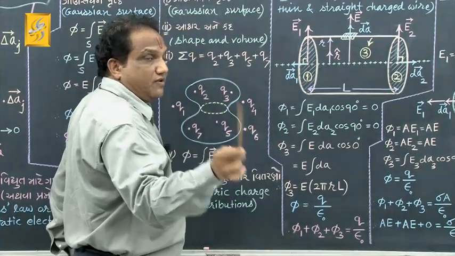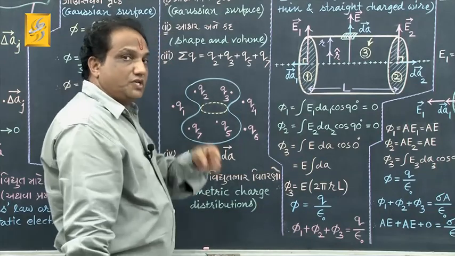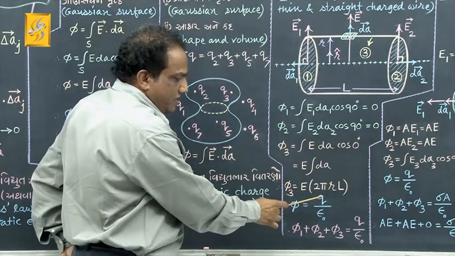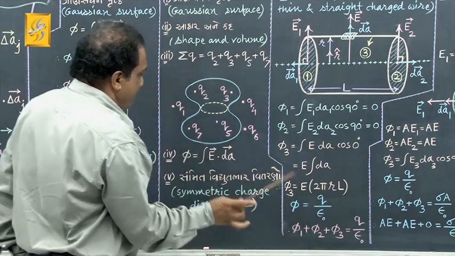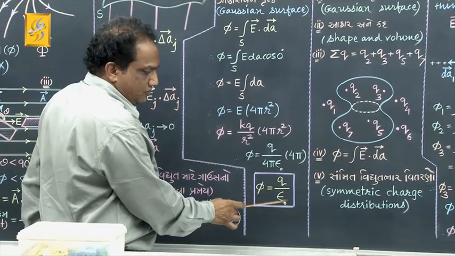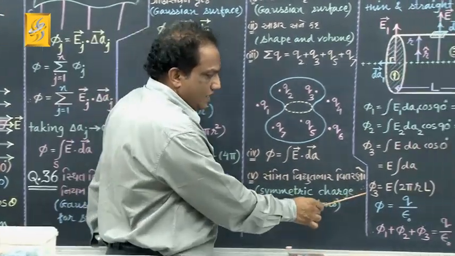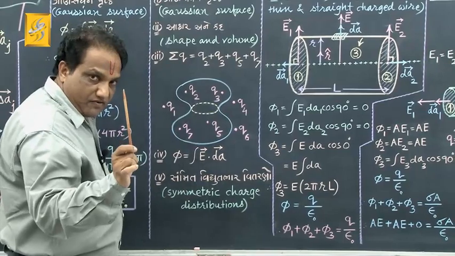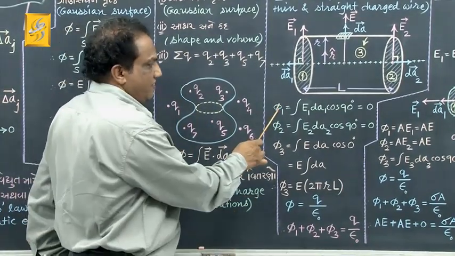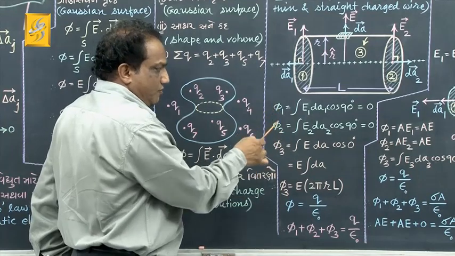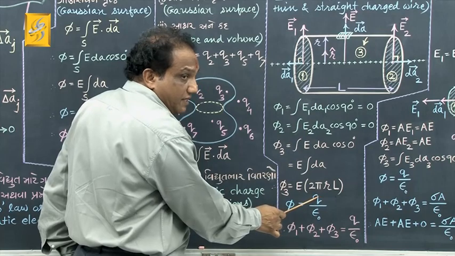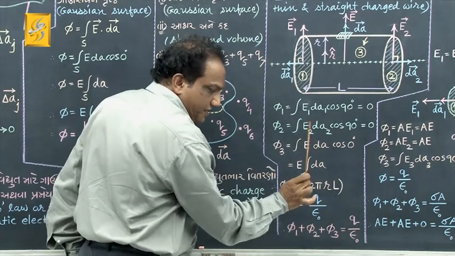Suppose that total electric flux is phi, then using Gauss law we can find it out. According to Gauss law, phi equals Q upon epsilon 0. Correct? Now what is this phi? Total electric flux. It is made up of 3 amounts of fluxes: phi 1, phi 2, phi 3. Just add up all these flux values, phi 1 plus phi 2 plus phi 3, and that equals Q upon epsilon 0 as it is.